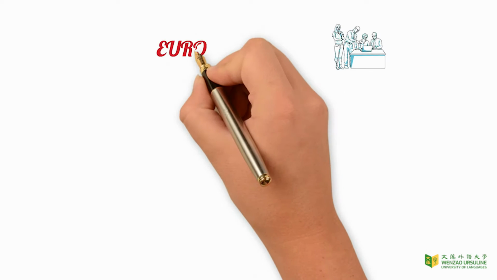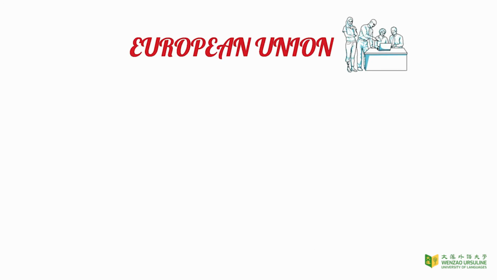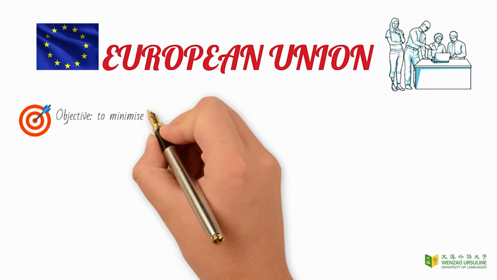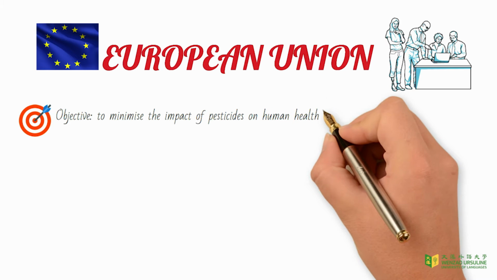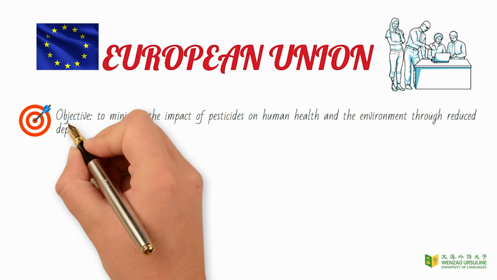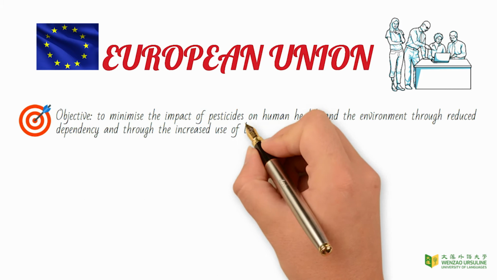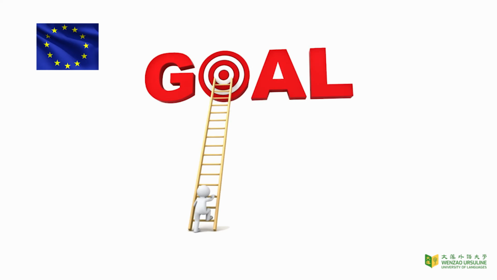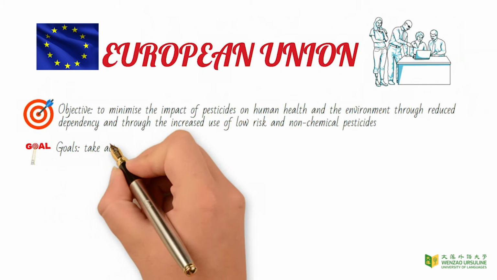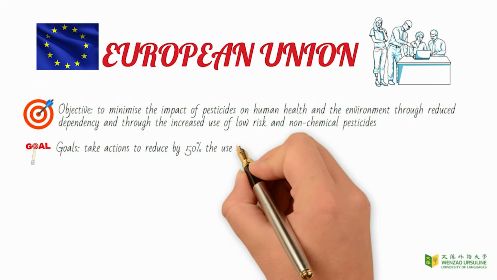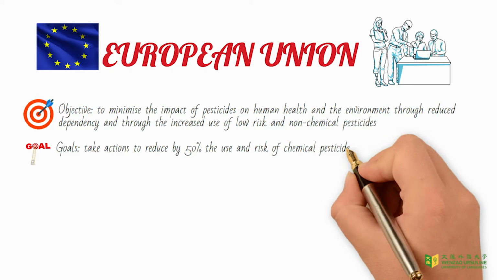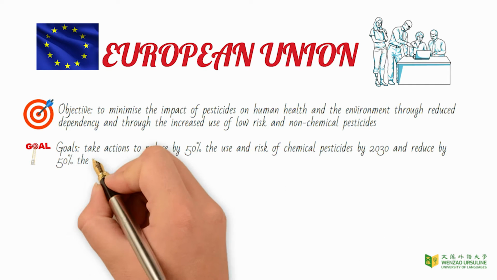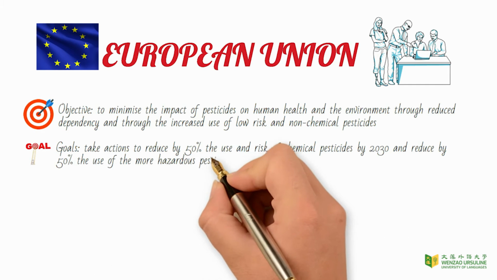Now let's take a look on how the EU is dealing with pesticides. The EU's objective is to minimize the impact of pesticides on human health and the environment through reduced dependency and through increased use of low-risk and non-chemical pesticides. The EU's goal is to take actions to reduce by 50% the use and risk of chemical pesticides by 2030, and reduce by 50% the use of the more hazardous pesticides by 2030 as well.